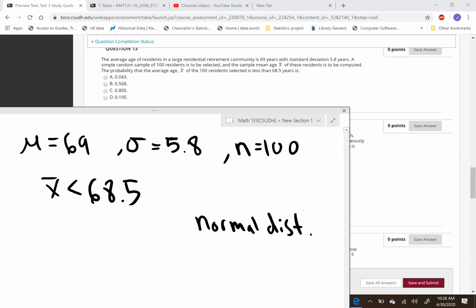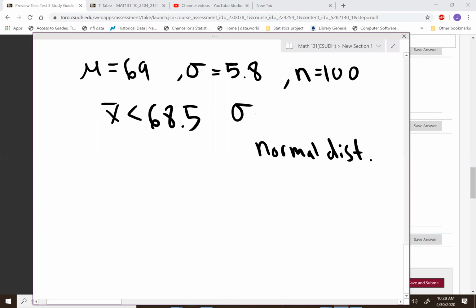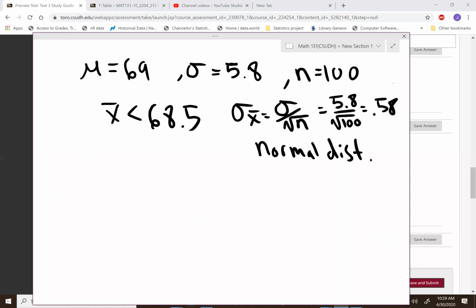So anytime I'm giving you mu and sigma, you want to do the normal distribution. Before we start, the first thing we want to do is adjust our standard deviation. That means we have to find what sigma of X bar is equal to, which is sigma divided by square root of n. So sigma is 5.8 divided by square root of 100, that's 0.58. Everybody good where the 0.58 came from?